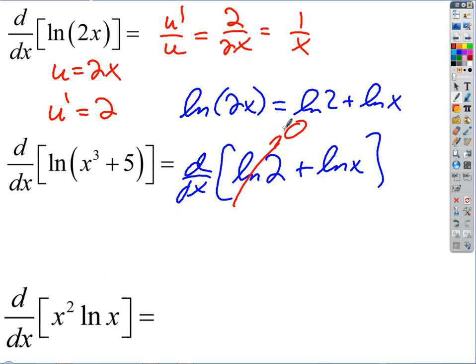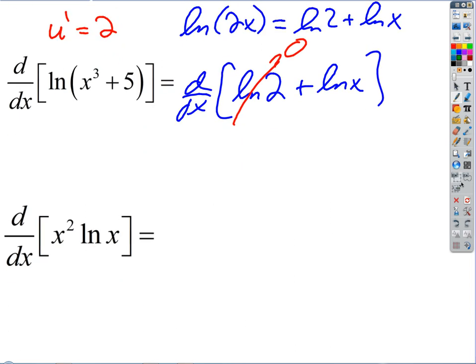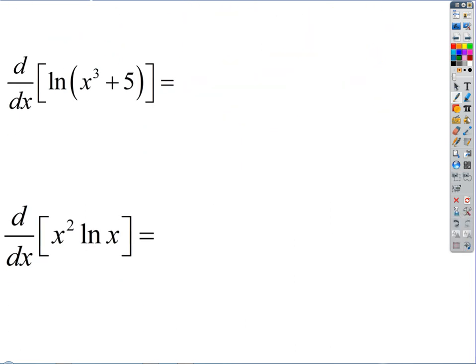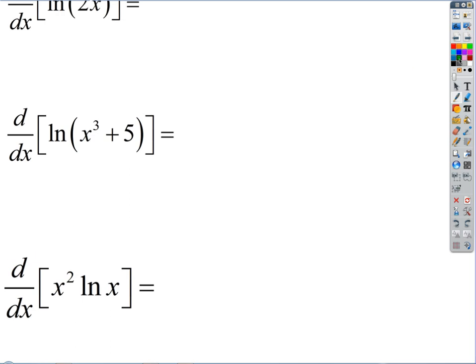Okay, so what's our u? x cubed plus 5. On this one we can pick u equals x cubed plus 5. So what's my u prime? 3x squared, power rule. So what's our answer then?